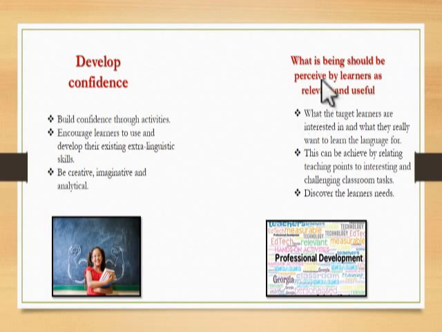Then we have what is being taught should be perceived by learners as relevant and useful, what the target learners are interested in, and what they really want to learn the language for. They want to learn it for communication, they want to learn it because they need it, they want to learn it because they want to be teachers. So we have to identify that. This can be achieved by relating teaching points to interesting and challenging classroom tasks. So that depends on the activity that we are going to choose for this kind of students.